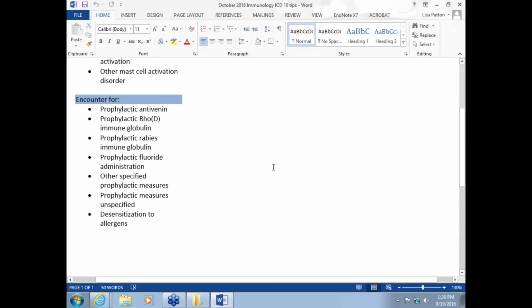Then the other addition here is they've added a lot of Z codes. These are all Z codes that you have under the encounter for: prophylactic antivenin injection, prophylactic Rho immune globulin, prophylactic rabies immune globulin, prophylactic fluoride administration, other specified prophylactic measures, and then prophylactic measures that perhaps they're just not telling us, and then a desensitization to allergens if you have allergies, and working on desensitization. And that's actually it for the immunology section.